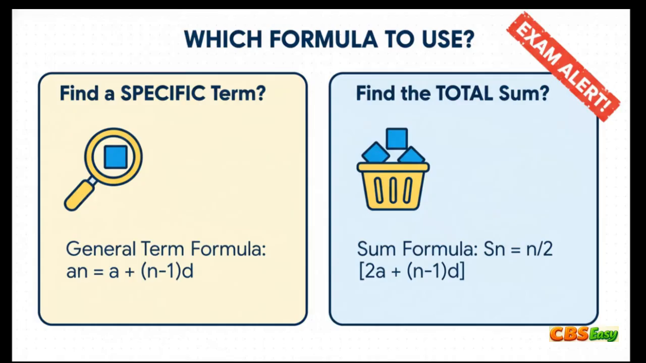And here is your biggest exam alert. This is crucial. It all comes down to what the question is asking you. Is it asking for one specific thing, like the 10th rung? Then you use the general term formula. Or is it asking for the total, the sum of everything? Then you use a sum formula. Getting this right under pressure is half the battle.